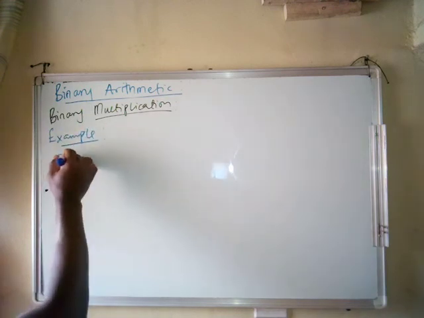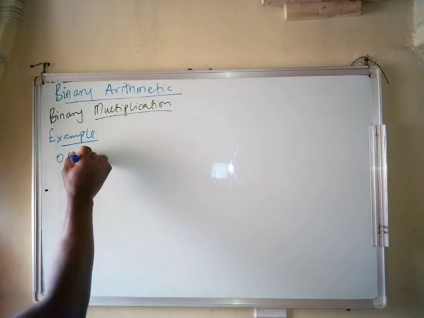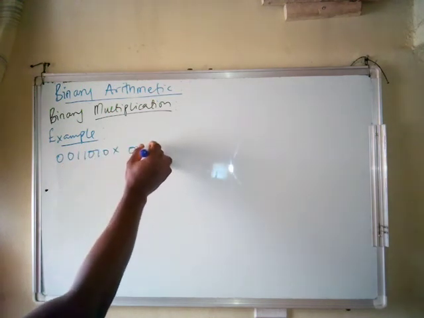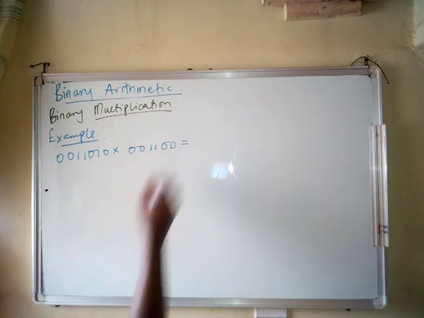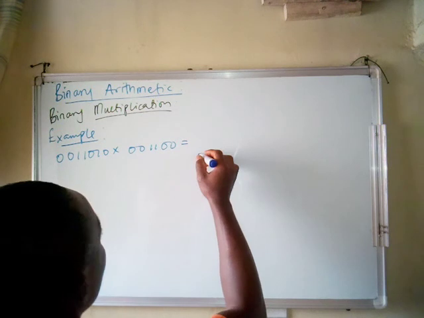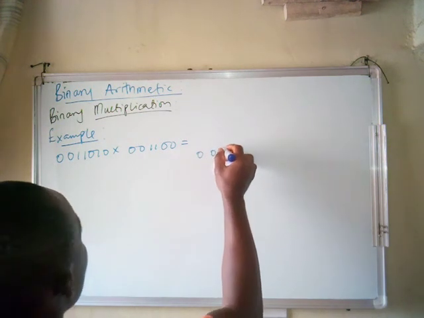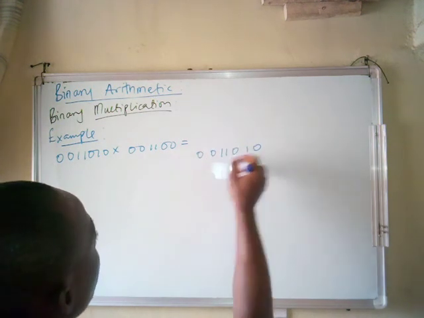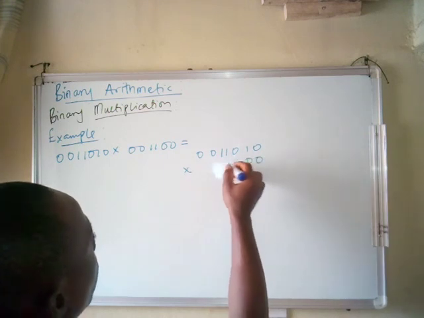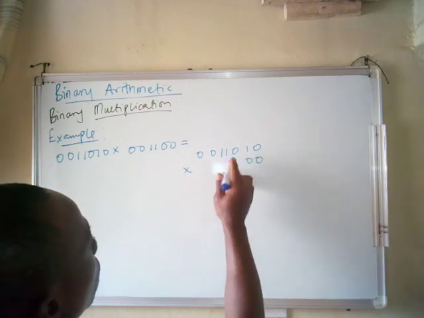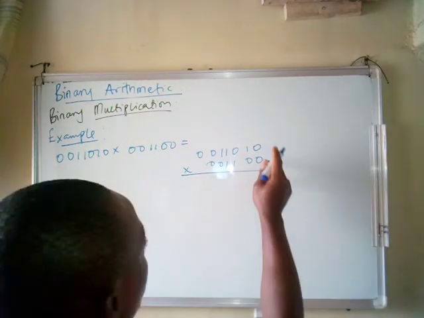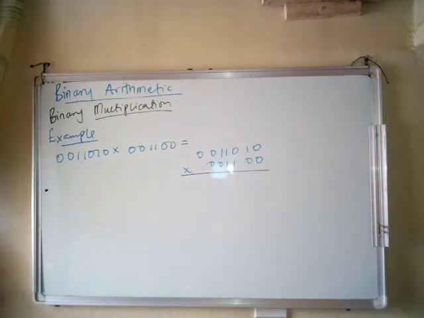So you have the same figures, 1 1 0 1 0 times 0 0 1 1 0 0. Let's see what we have, right? Okay, so the usual way you do your calculations in decimals. So times 0 0 1 1 0 0. Okay, so let's see what we have.